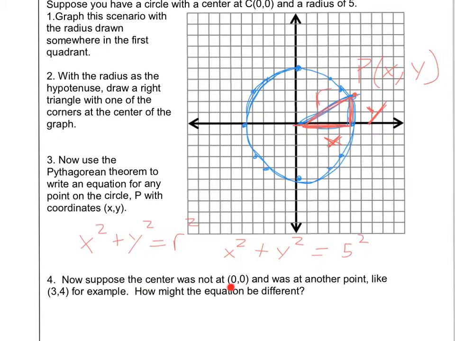So it says, now suppose the center was not at 0, 0, and was at another point, like 3, 4, for example. How might the equation be different? Well, the main thing that would be different here is that the x distance wouldn't just be x now. See, this value is just x. It's just anywhere farther to the left or farther to the right. That's just some x value, and how far up or down we are, that's just some y value. Well, the thing that would change is the center, right? So let's just imagine that we have a center at 3, 4.